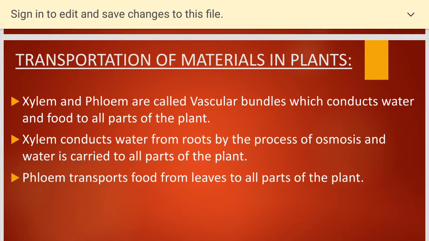So xylem is actually responsible for conduction and transportation of water in plants, whereas phloem transports food from leaves to all parts of the plant. You know that the food is prepared in the leaves. Leaves are called the kitchen of the plant, and from there the food is prepared by photosynthesis. After the glucose and starch are prepared, they are transported from leaves to all parts of the plant via phloem.